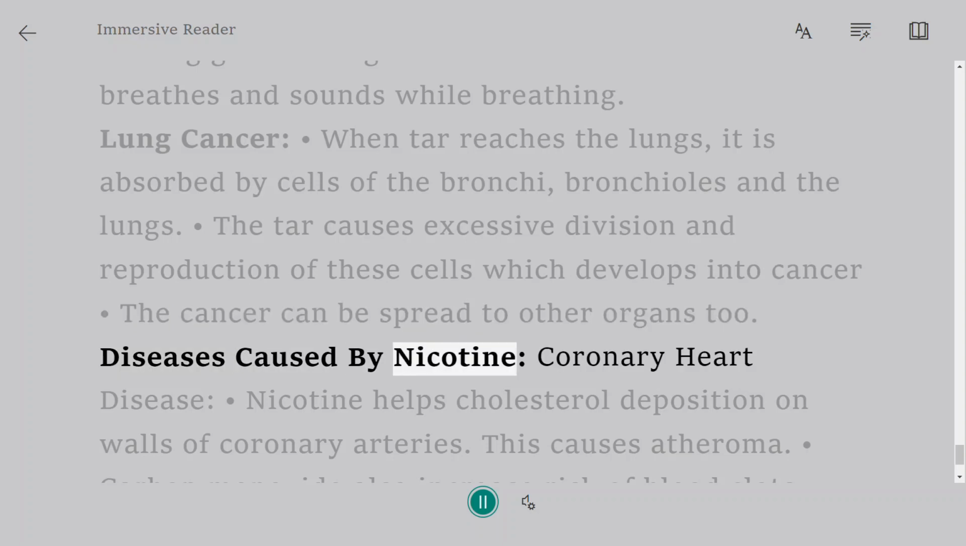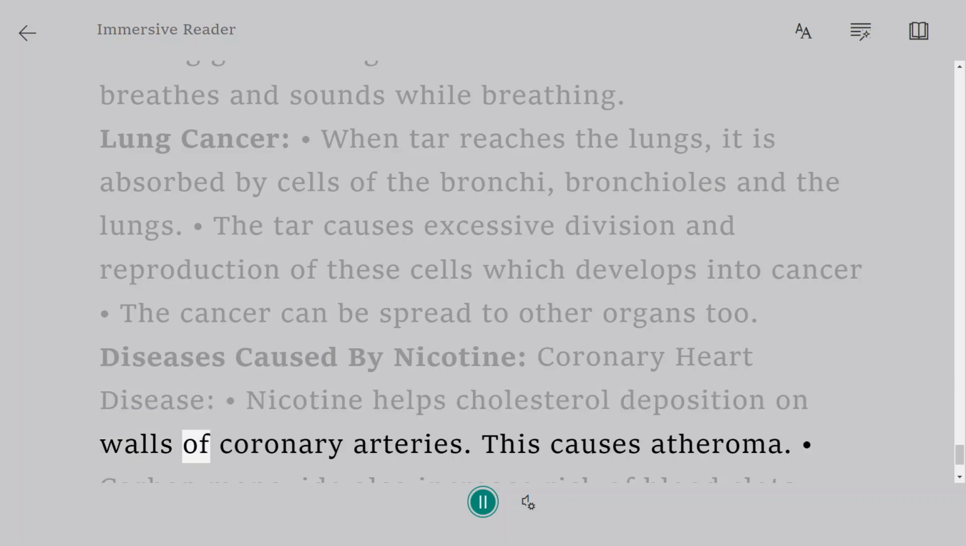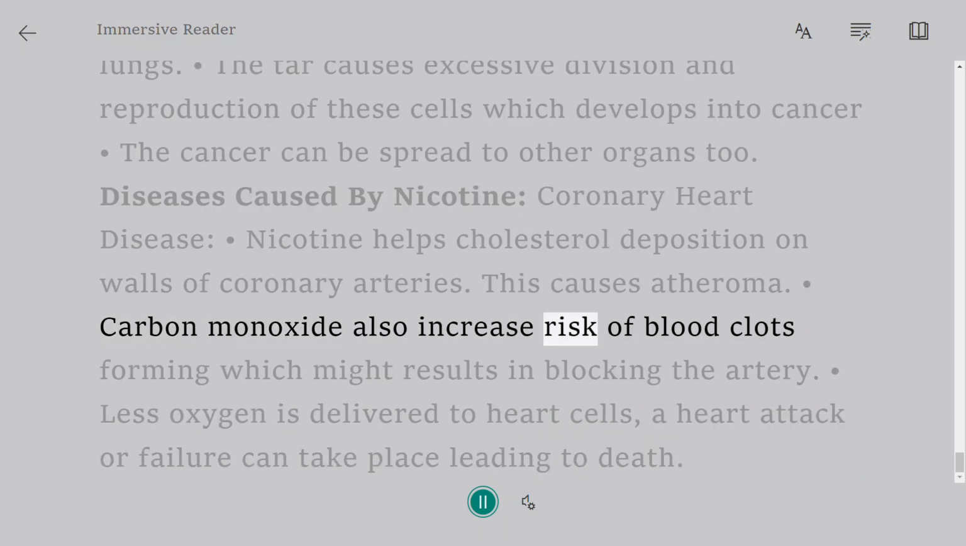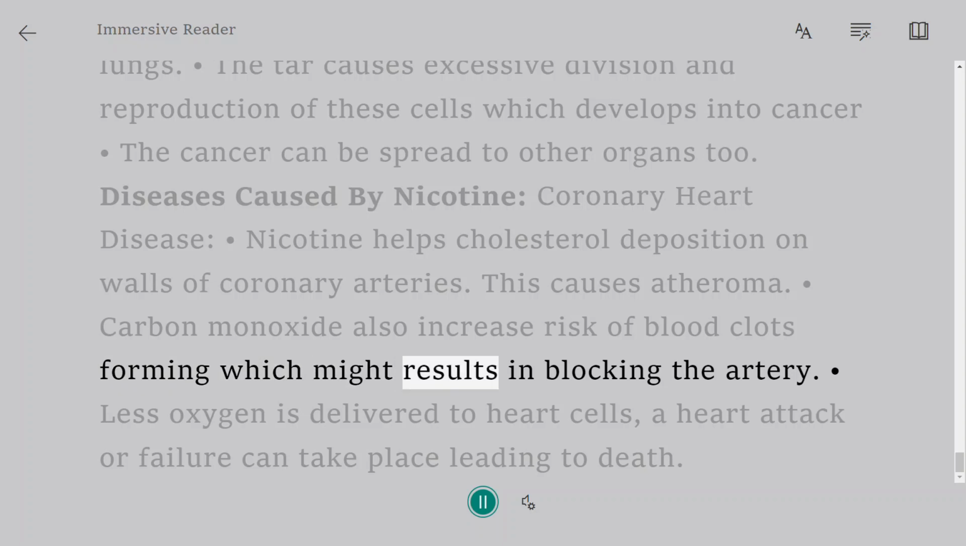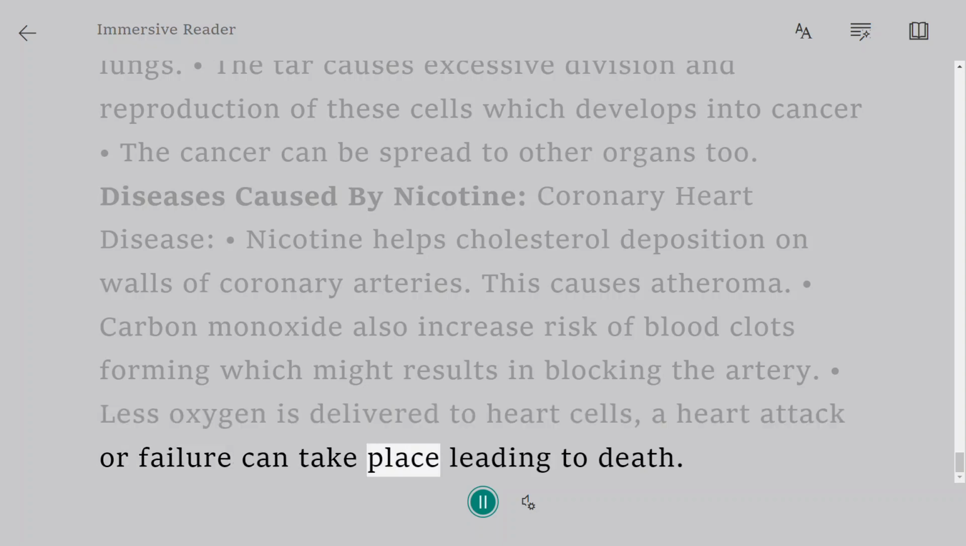Diseases caused by nicotine. Coronary heart disease: nicotine helps cholesterol deposition on walls of coronary arteries. This causes atheroma. Carbon monoxide also increases the risk of blood clots forming, which might result in blocking the artery. Less oxygen is delivered to heart cells. A heart attack or failure can take place, leading to death.